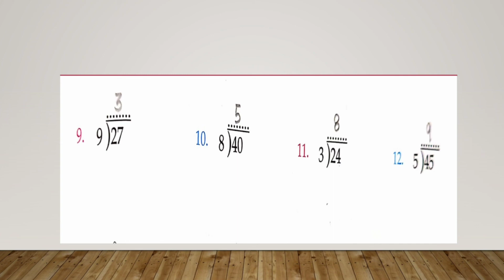Now let's do the 12th part. Here you have to divide 45 by 5. Children, here read the table of 5 until you get 45. 5 1s are 5, 5 2s are 10, 5 3s are 15, 5 4s are 20, 5 5s are 25, 5 6s are 30, 5 7s are 35, 5 8s are 40, 5 9s are 45. So children, here your answer will be 9.